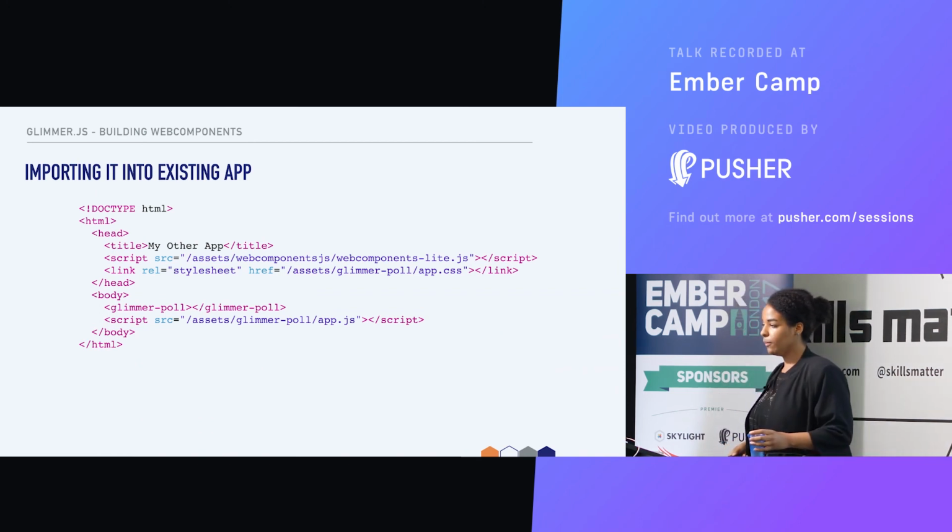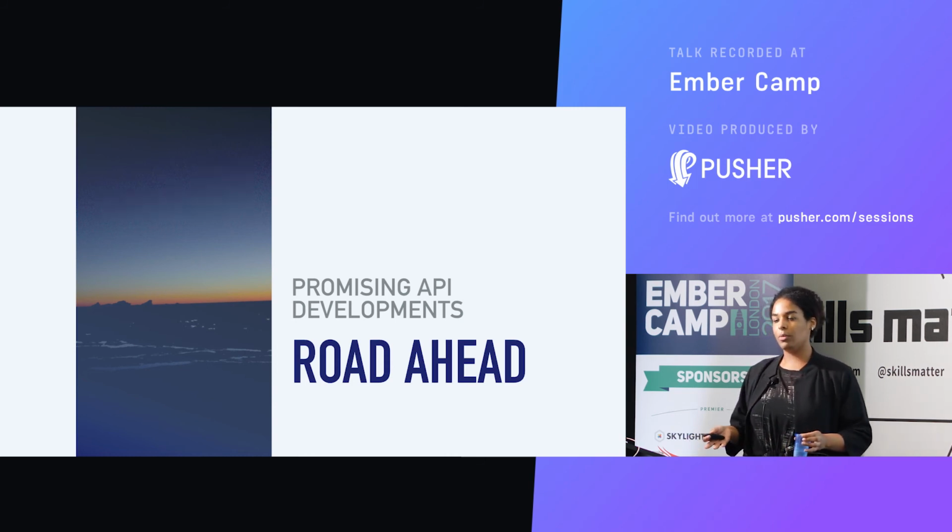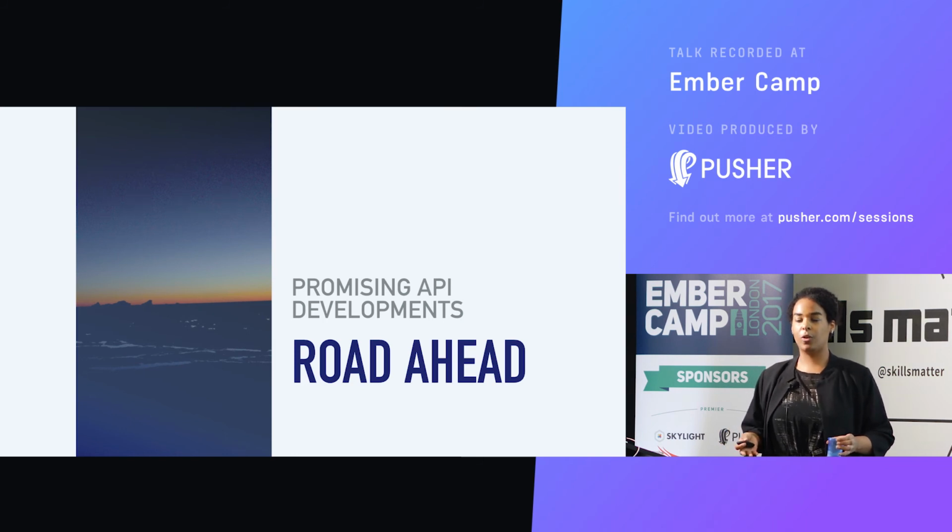And finally, I just want to summarize all of this with some thoughts on promising API developments for the future. There have already been quite a lot of interesting discussions about how the API should look for building your web components in Glimmer.js, and what parts of the specification should be supported.